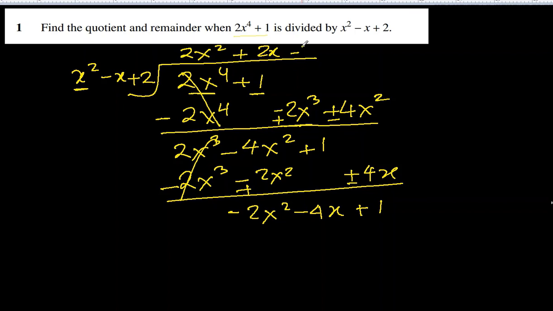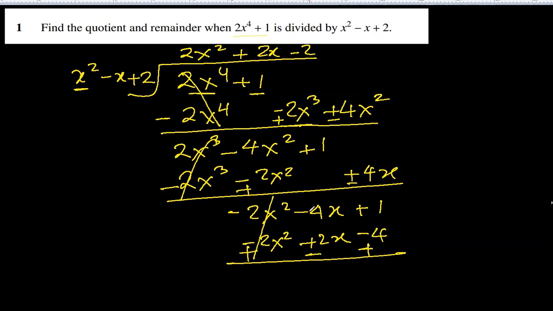Now again I need minus 2. So minus 2x squared here, plus 2x here, and 2 times minus 2, minus 4 here. Subtract. So plus, minus, plus. This cancels out. This becomes minus 6x, and that is 5. So we got our remainder. This is the remainder, and that is the quotient.